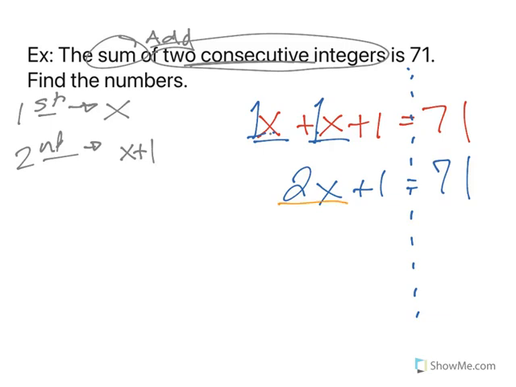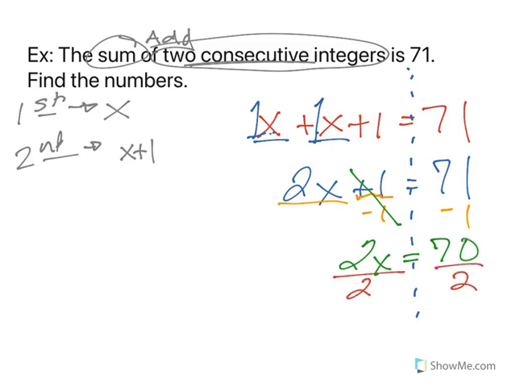Now my goal is to get the x by itself. So I always start farthest away from the variable. In this case, plus 1 is the farthest away. So I'm going to subtract 1 from both sides using inverse operations. 1 minus 1 is 0. So I'm left with 2x equals 70. And my last step, I do the opposite of multiplying, which is dividing, because 2 over 2 is simply 1. I'm left with 1x equals 35.